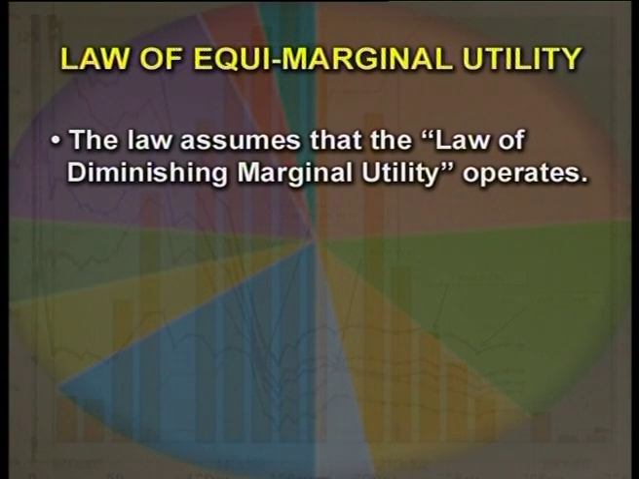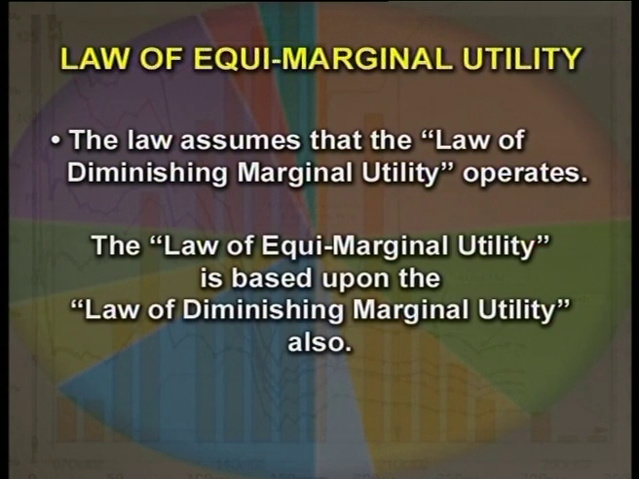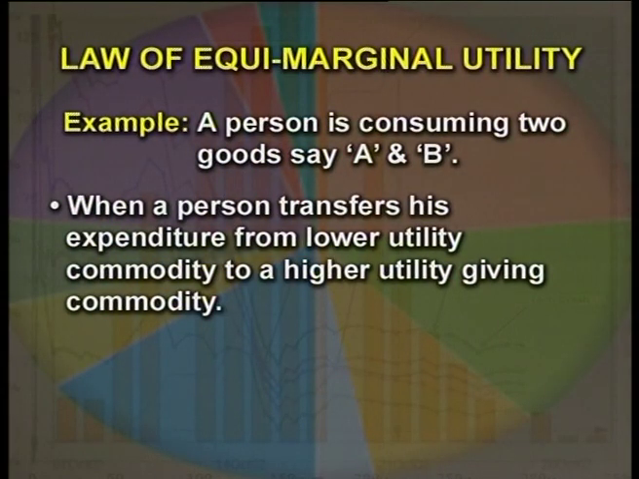So here, to understand this law, we must also know that this law assumes that the law of diminishing marginal utility also operates. And therefore, we can say that the law of equi-marginal utility is based upon the law of diminishing marginal utility also. So this can be understood by trying to explain what happens when a person transfers his expenditure from a low utility commodity to a higher utility giving commodity.